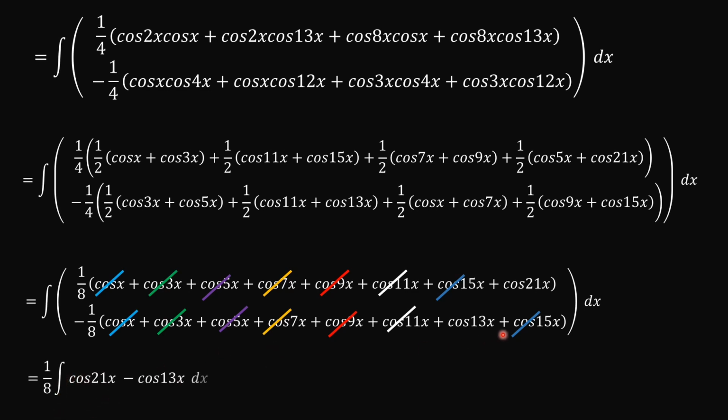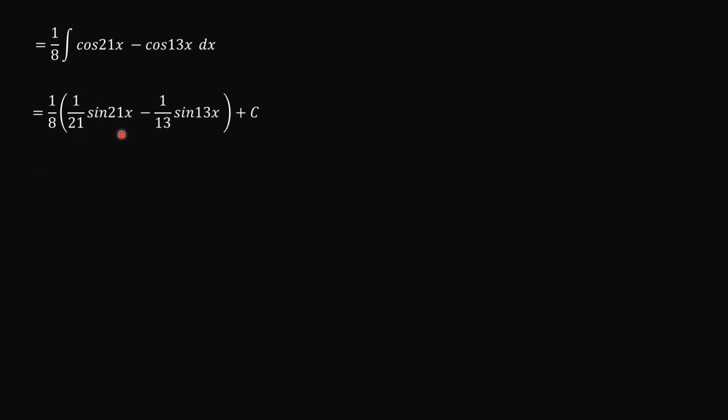Now you are only left with 1 over 8 integral of cosine 21x minus cosine 13x, because we pulled out the 1 over 8, which is a common factor. So eventually you have the indefinite integral of cosine 21x minus cosine 13x, which results in 1 over 8 into bracket 1 over 21 sine 21x minus 1 over 13 sine 13x, plus C. And that is your final answer. The C there is just an integration constant.